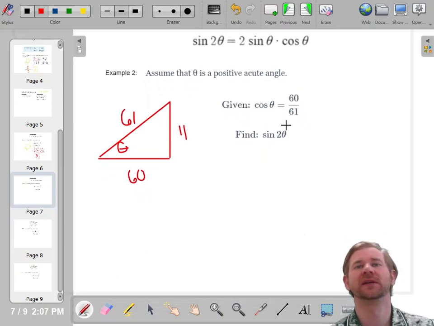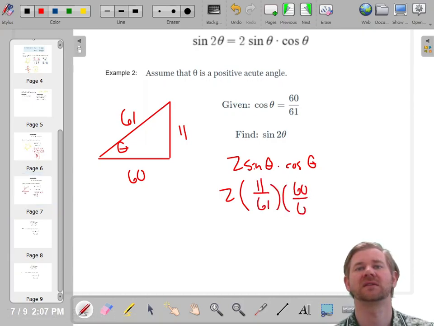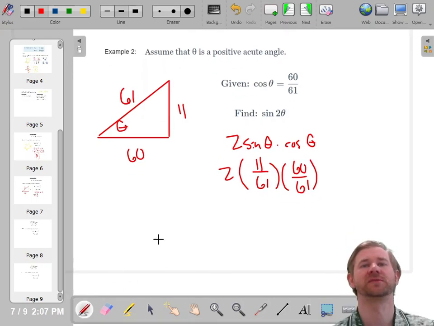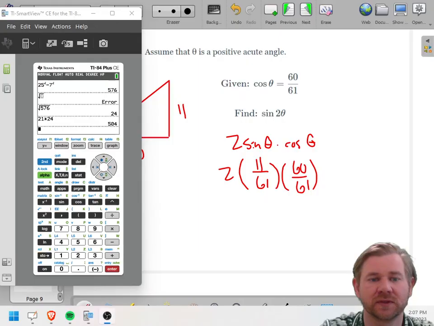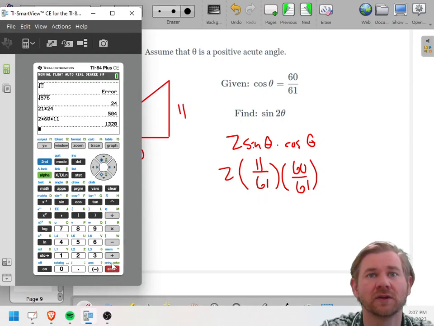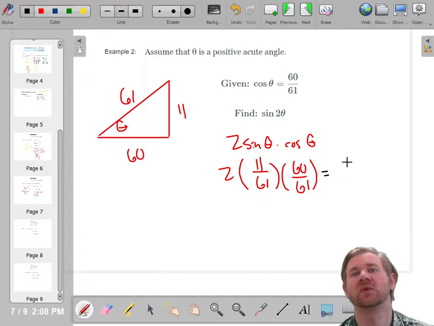Now, I'm going to use the same formula because it says the sine of 2 theta, so 2 sine theta times cosine theta. So 2 times the sine of theta, which is 11 over 61, and the cosine of theta is 60 over 61. So I'll multiply 2 times 60 times 11, and I'll probably use a calculator for this one. 2 times 60 times 11 is 1320, and 61 times 61 is 3721. So this is 1320 over 3721.